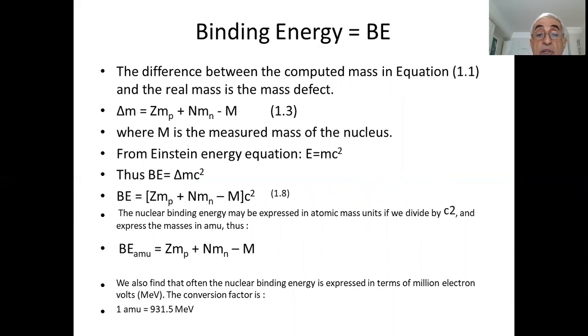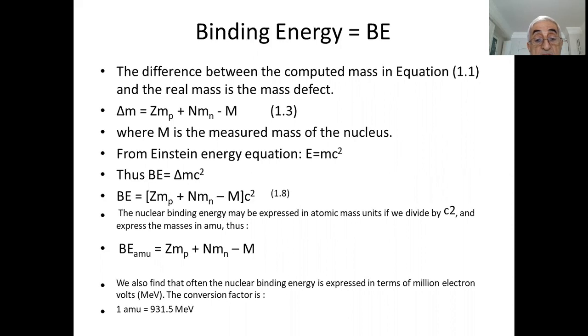The difference between the computed mass in equation 1.1 in lecture 1 and the real mass is the mass defect. So delta M equal to ZMP plus NMN minus M, which was equation 1.3, where M is the measured mass of the nucleus. From Einstein's energy equation, E equal to mc squared, thus binding energy BE equal to delta M c squared. So binding energy equal to ZMP plus NMN minus M multiplied by c squared.